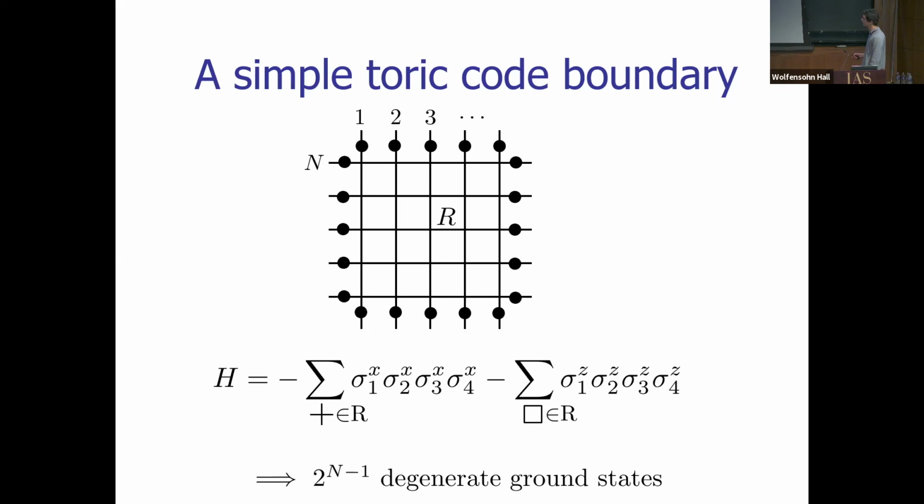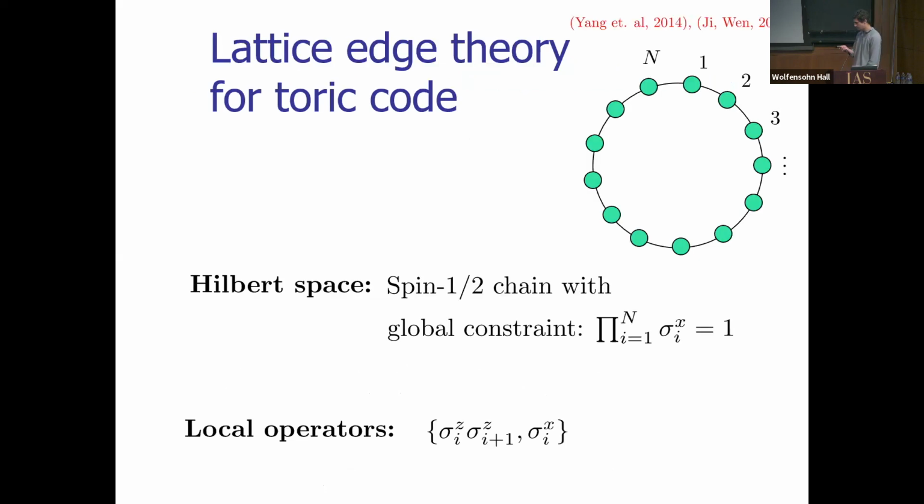It comes from these terms in the bulk. So all the states which are in the ground state in the bulk have to obey the product of sigma x equals 1. So that's why you get 2 to the n minus 1 degenerate ground states, and they're parameterized by these boundary spins. Okay. And so based on this, you can quickly see what the edge theory is going to be. And so what's the edge theory? For the edge theory, I have to get into the Hilbert space and the local operators. The Hilbert space is equivalent to a spin 1/2 chain with, say, n spins.